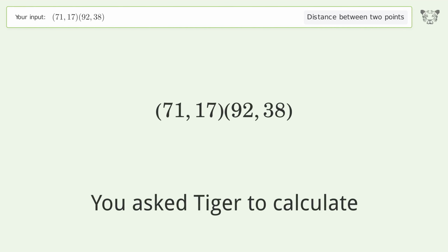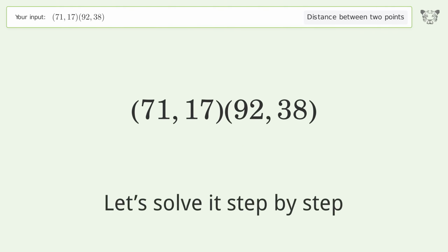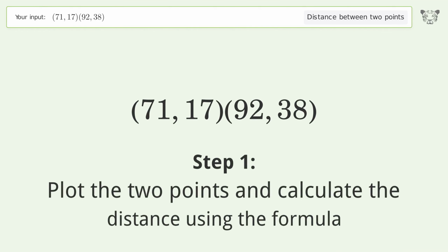You ask Tiger to calculate. This deals with the distance between 2 points. The distance between the 2 points is the square root of 882, or 29.698. Let's solve it step by step. Plot the 2 points and calculate the distance using the formula.